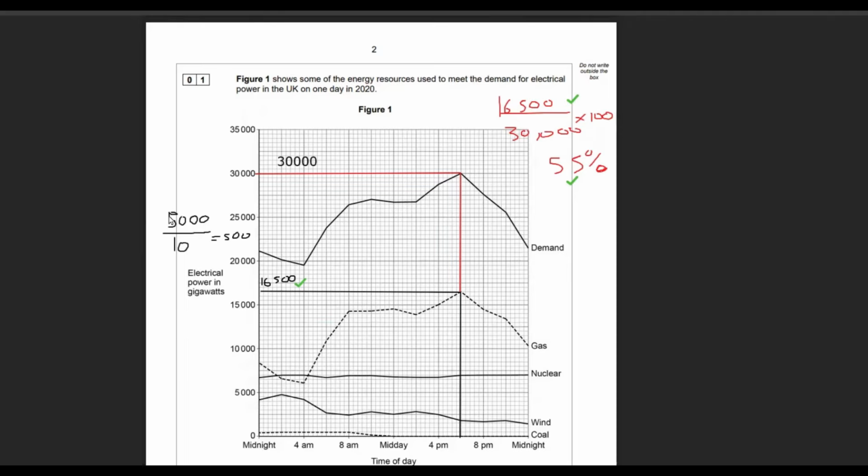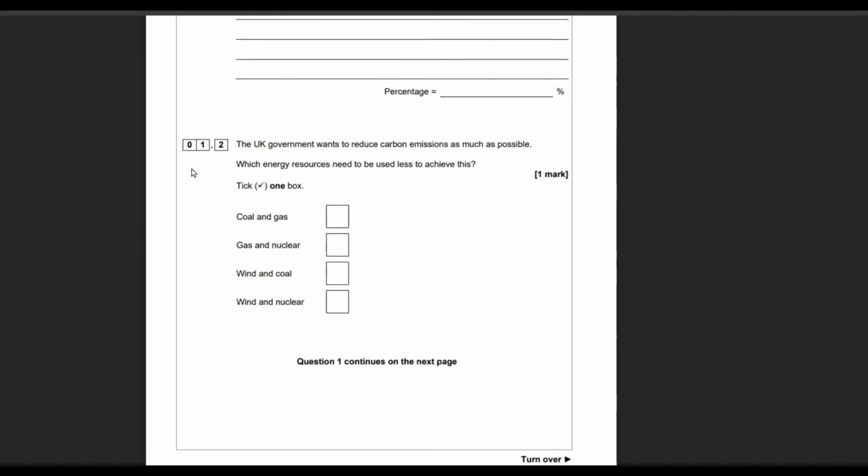Okay, let's move on. This graph work's really important. It might not seem it, but you're going to have graph work in every single exam, whether it's physics, chemistry, or biology. So it's worth practicing it to get really skilled at it.